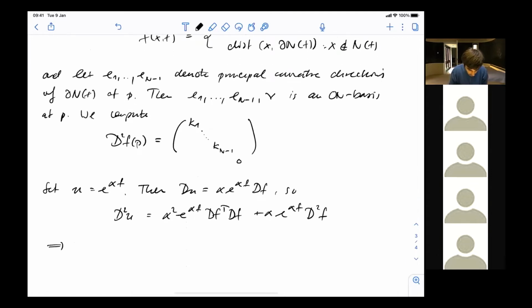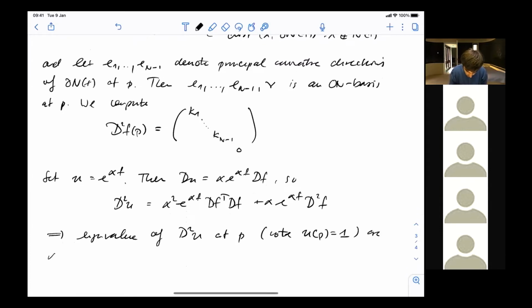What do we get from there? That the eigenvalues of the Hessian of u at p. Note we have u of p is equal to 1 because f is 0. What are they? They're just alpha times kappa 1, alpha times kappa n minus 1, and alpha squared. Because we get here this factor 1.